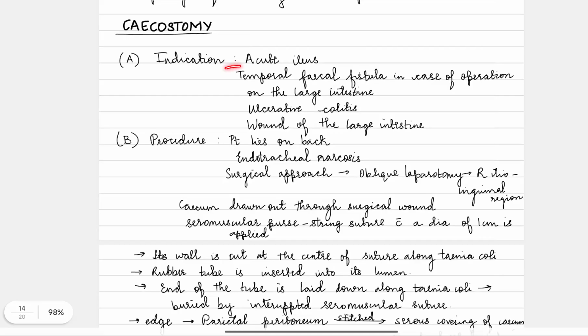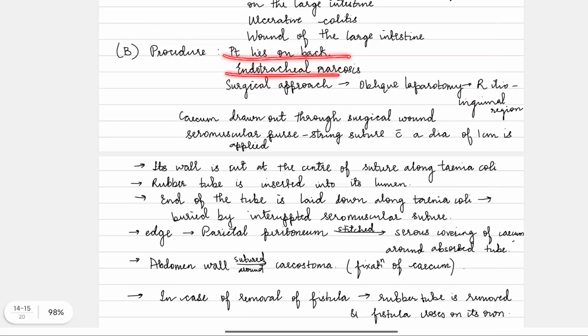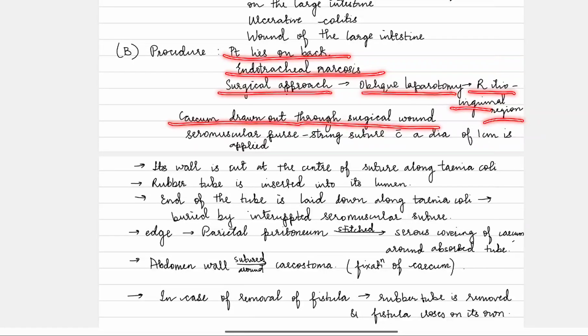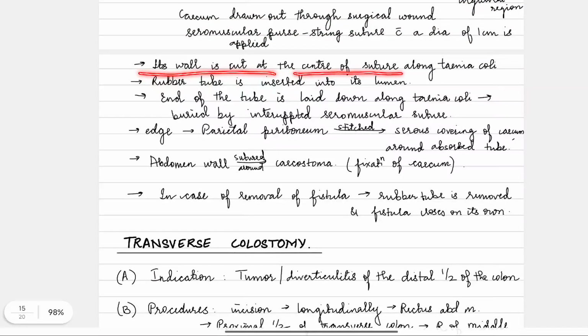Cecostomy. Indications are acute ileus, temporal fecal fistula in case of operations on the large intestine, ulcerative colitis, wound of the large intestine. The patient lies on the back, endotracheal narcosis. The surgical approach is oblique laparotomy in the right ilioinguinal region. The cecum is drawn out through the surgical wound. A seromuscular purse string suture with a diameter of 1 cm is applied. Its wall is cut at the center of the suture along the tinea coli.